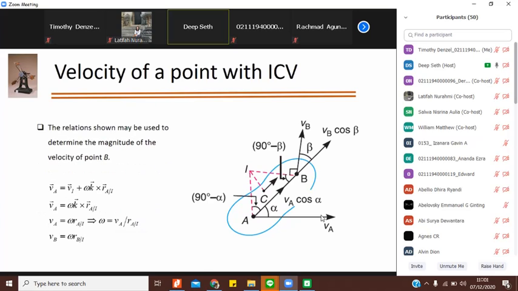The relation that we are showing here may be used to determine the magnitude of the velocity of B. VA we already know, meaning VA equals VI plus omega k cross R_AI, in the k direction, and these vectors we will take from A to I. Similarly, you will get omega equal to VA divided by R_AI, so that we already discussed. Similarly, VB we can write as omega into R_BI.